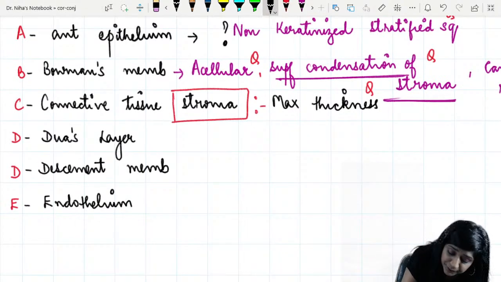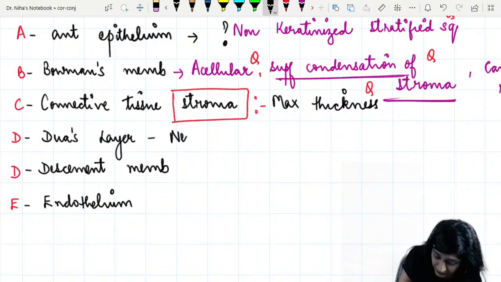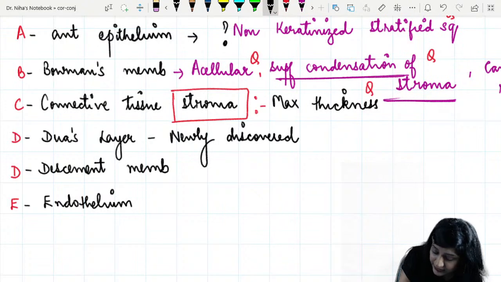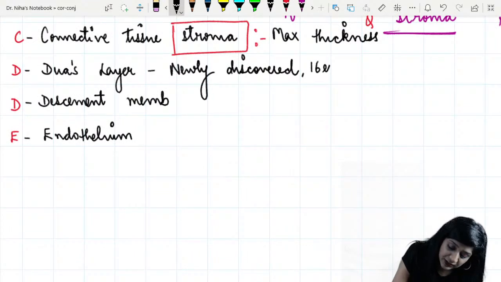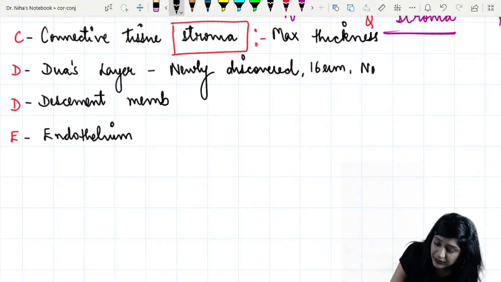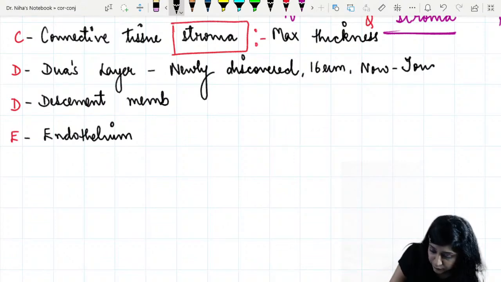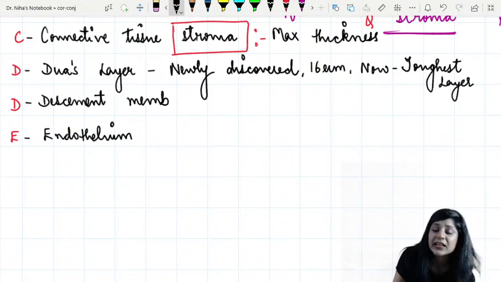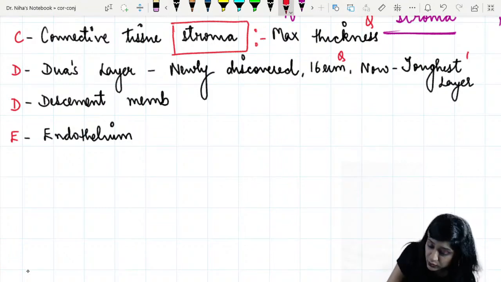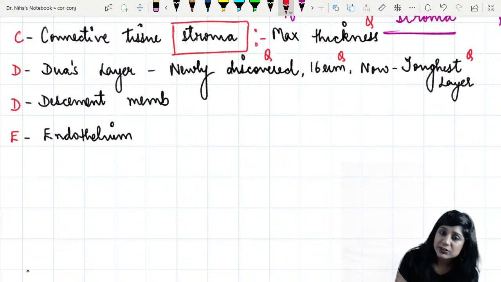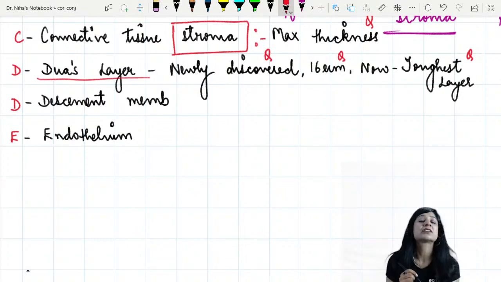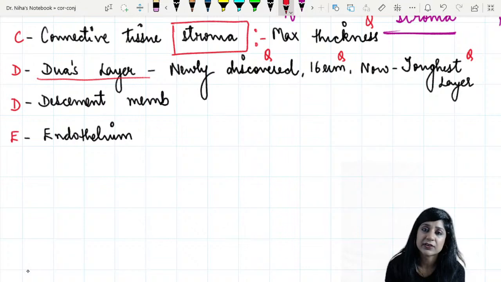Now coming to Dua's layer. This is your newly discovered membrane. What is important about it? It is 16 microns thick, and now it is the toughest layer. Earlier Descemet's membrane was considered to be the toughest layer, but according to the present scenario, if they ask you the toughest layer, your answer will be Dua's layer. It is also called the pre-Descemet's layer.